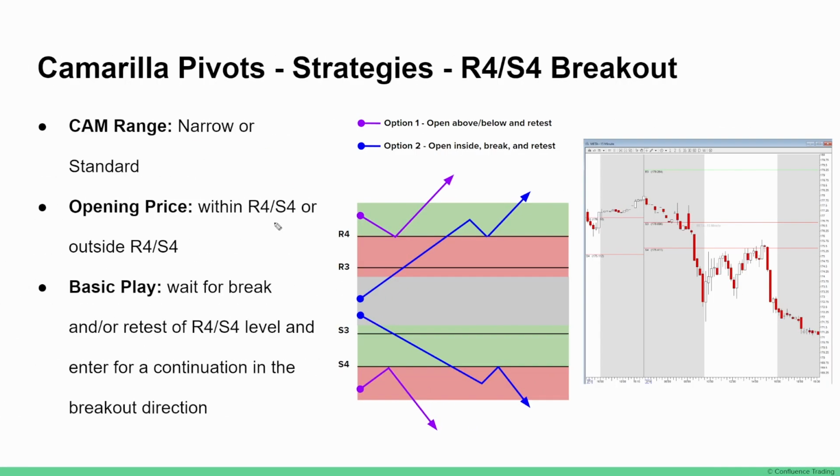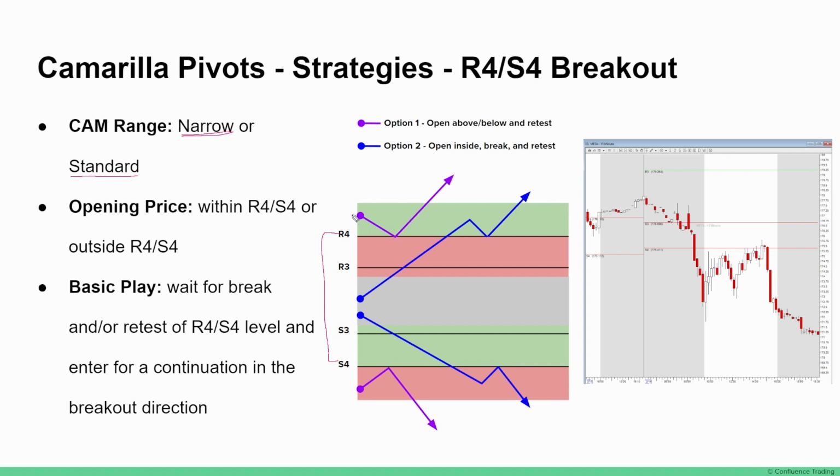The third strategy that we're going to cover with the cam pivot points is the R4 or S4 breakout. This is played on days where you have a narrow cam range or perhaps just a standard range. You'll want price to open either above R4 or below S4, or on very strong days and narrow ranges, it can open within the R4 to S4 range. Basically what you're trying to do here is play a continuation off of these levels.